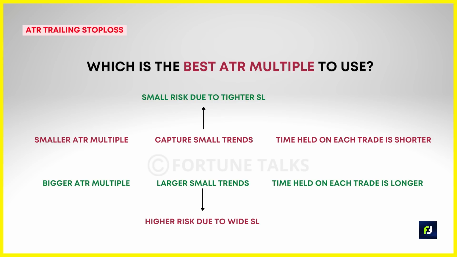But as a rough guideline, if you are using a smaller ATR multiplier, then you will ride small trends and the time held on the trade is shorter. And if you use a bigger ATR multiplier, then you will ride bigger trends and the time held on the trade is longer. So if you use a multiple of 2 or 3, you tend to capture short-term or medium-term trends, and with anything above 5 or more, you will be able to capture long-term trends.